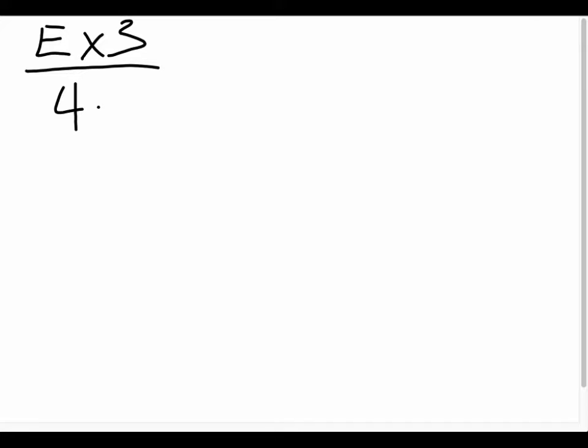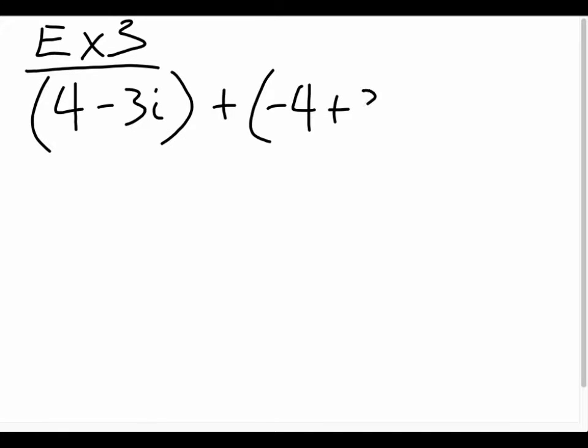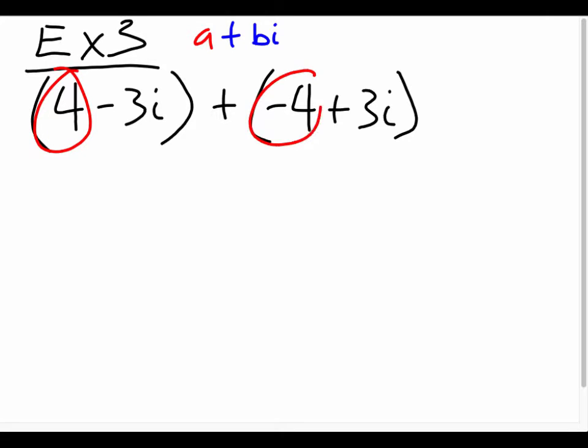So if I have 4 minus 3i, remember that's a complex number. Plus negative 4 plus 3i. All right. So when I add complex numbers, I have two complex numbers. Remember that a is the real component, and then we're going to say plus bi, which is like the imaginary component. So I've got a 4 and a minus 4.